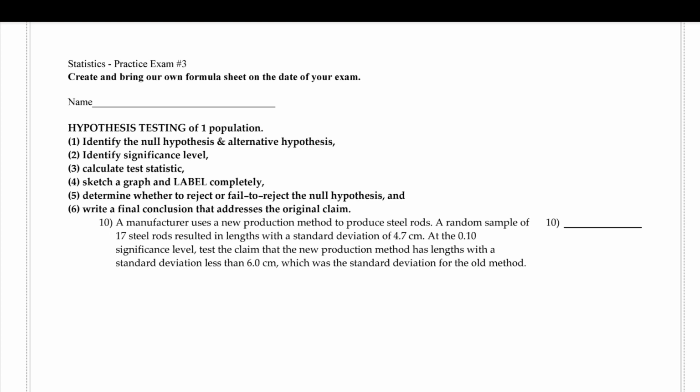So let's go ahead and identify the claim statement. If you read through this, the claim statement is right at the end. It says, test the claim that the new production method has lengths with standard deviation that is less than 6.0 centimeters. So that's the parameter that we're talking about, a standard deviation. So step 1 is our hypothesis statements. The parameter that is in question is the standard deviation. The null hypothesis is always a statement of equality.